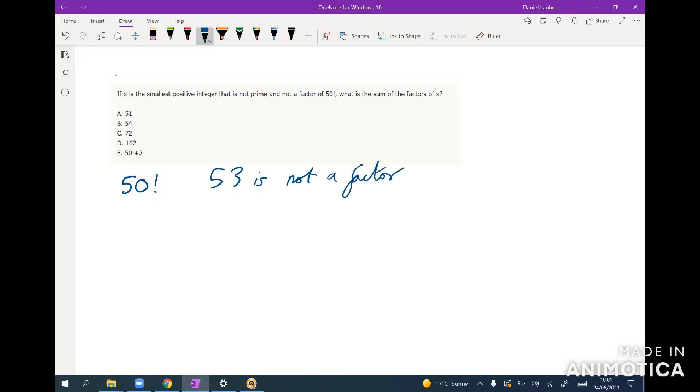But then we need to actually find the smallest integer that's not prime and not a factor. Well, it must contain 53, because otherwise it's just prime factors, which are all in 50 factorial. So if we just double 53, as in times 53 by 2, it's no longer prime, but it is also not a factor. And that's about as small as we can get. And so what is the sum of the factors of x? So x equals 106. And so the sum of the factors is 106 plus 53 plus 2 plus 1, which, just looking at these answers, is obviously going to be 162. Nasty question there.